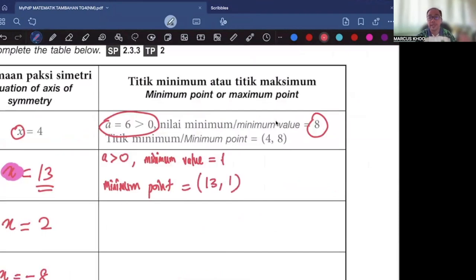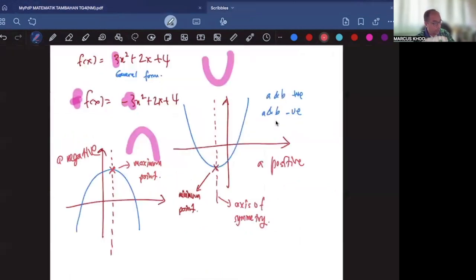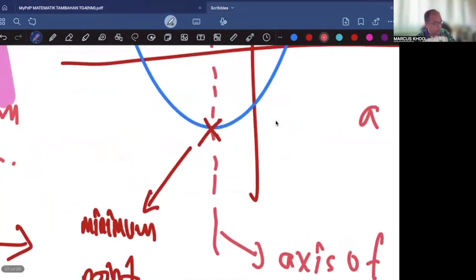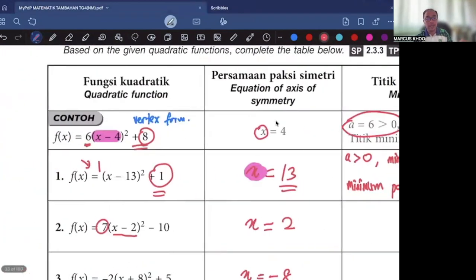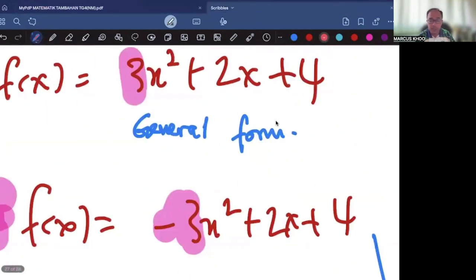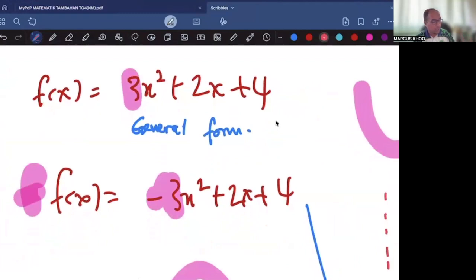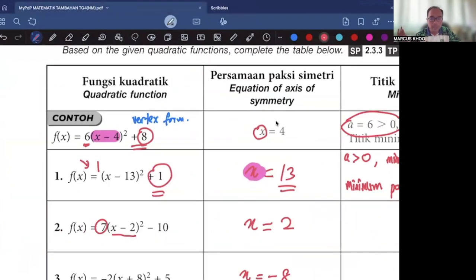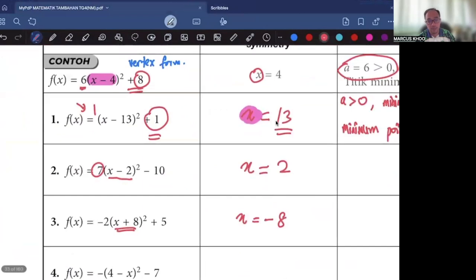This is what the vertex form tells you. It tells you the exact coordinate of the minimum point. So this is what it means. The x coordinate for that minimum point is 13 and the y coordinate is 1. You can know this if your equation is in vertex form and not in general form. General form cannot tell you this. You have to change it to vertex form, which we will study later, and then you can find out the minimum point and also the equation of the axis of symmetry.